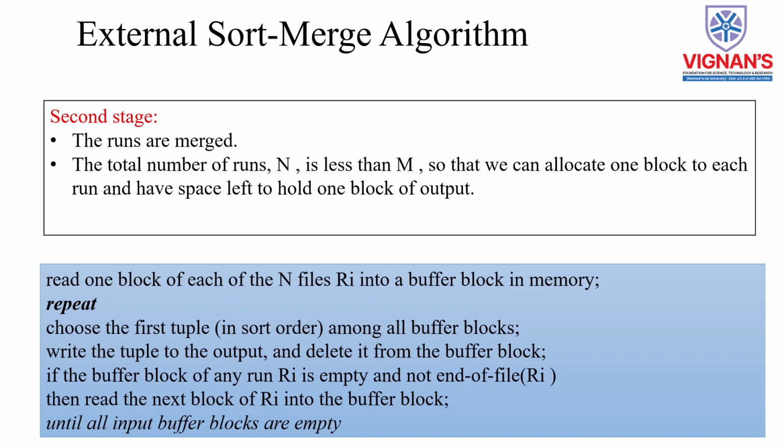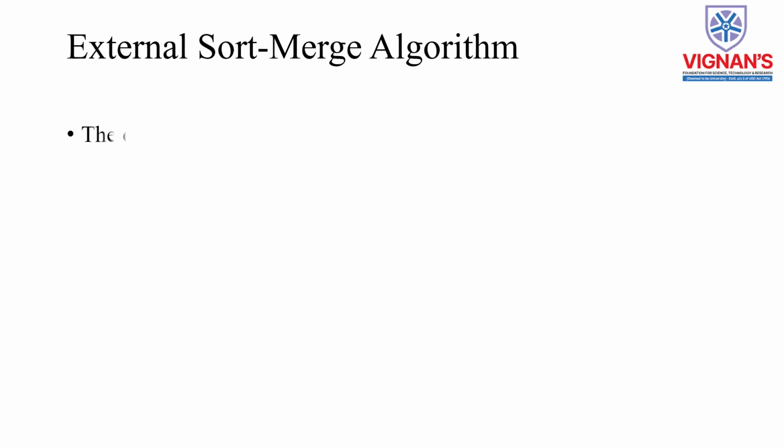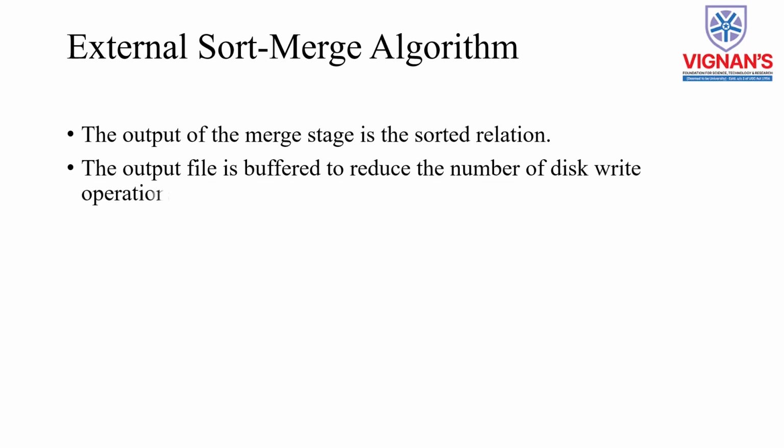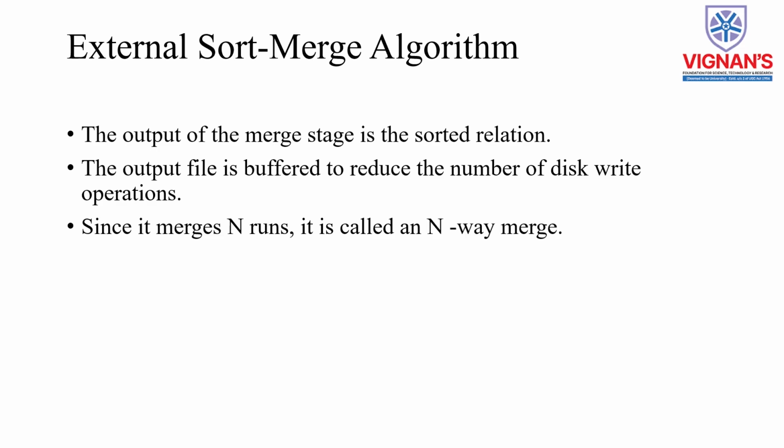If any run's buffer becomes empty and it is not the end of that run, we read the next block from that run into memory. We keep repeating these steps until all the input buffer blocks are empty. After the merge stage, the output we get is a fully sorted relation. The output file is buffered, so we can reduce how many disk write operations happen. And since we merge n runs at the same time, this is called an n-way merge.